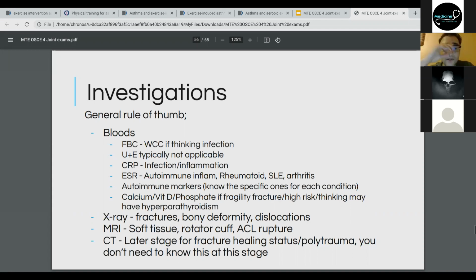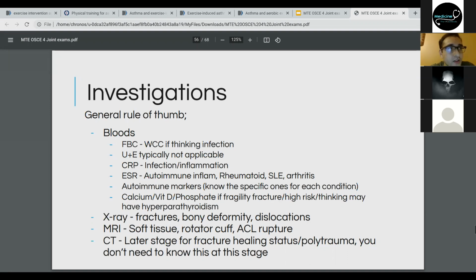Examples I've given here: you can ask for a full blood count if you are considering infection, so you would be looking for a white cell count. U&Es tend not to be super applicable here. If you are suspecting gout, then you may ask for a U&E for a urea, but it's unlikely. CRP is a good marker for infection. It's not as good of a marker of autoimmune inflammation as ESR is.